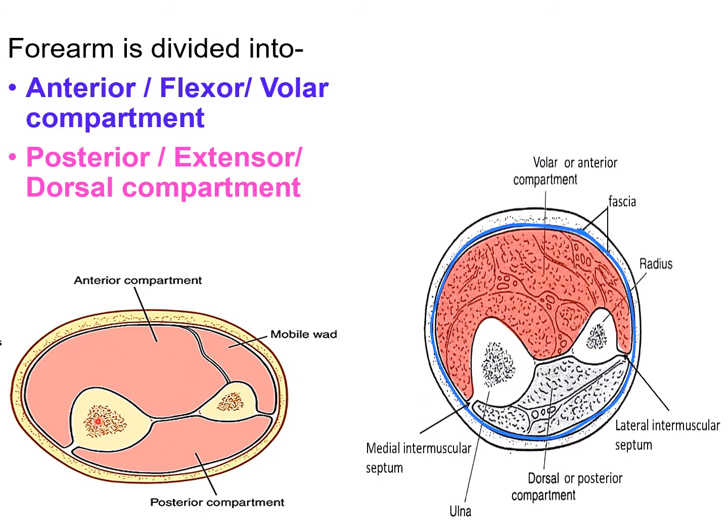So if we see here, this is the medial side, this is the lateral side, this is the ulna, this is the radius bone. The compartment which lies anteriorly is the anterior compartment. This is the medial intermuscular septum, this is the lateral intermuscular septum, and this is the interosseous membrane joining the two bones. Medially is the ulna, laterally is the radius. So this is the anterior compartment, and this is the posterior or the extensor compartment. We'll be talking about the anterior, flexor or volar compartment in detail today.